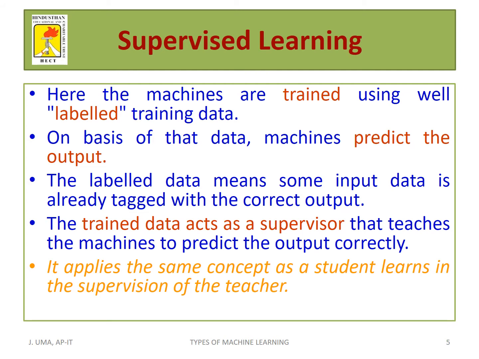In supervised learning, models are trained using a labeled dataset, where the model learns about each type of data. Once the training process is completed, the model is tested on the basis of the test data, and then it predicts the output. The trained data acts as a supervisor that teaches the machine to predict the output correctly. It is like a student learning under the supervision of a teacher.